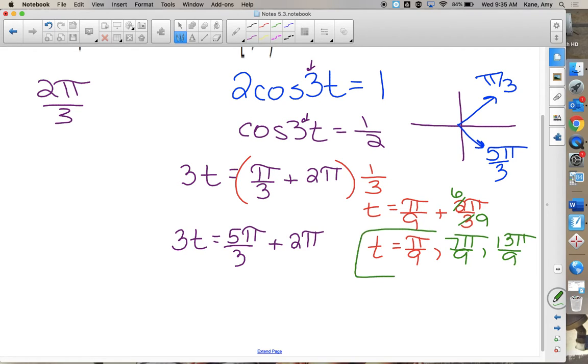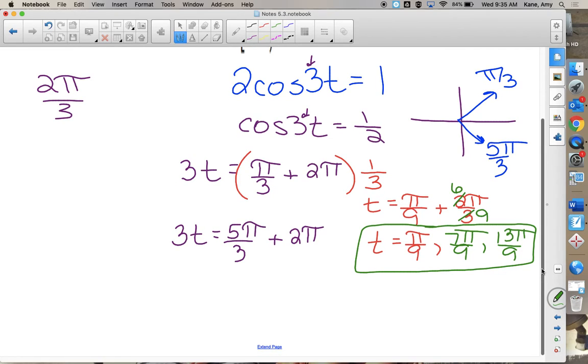So now I have 3 angles where typically we only have 1. And that's because of the 3 in front of the t. That tells us we have multiple periods from 0 to 2 pi. Josh? So what did you do with the 5 pi? We didn't do anything with that yet. Oh, okay. Yep. My bad. We're going to have more answers.